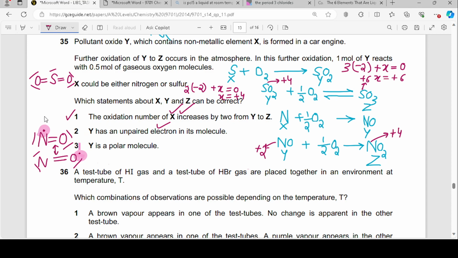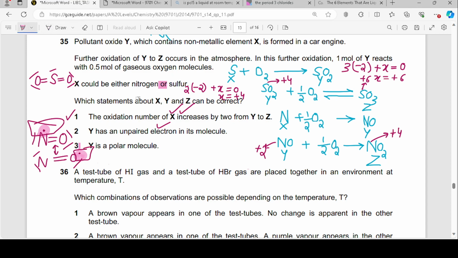An unpaired electron. I don't really see an unpaired electron as such, but they did say there's an unpaired electron for oxygen. I mean, they did say X can be either nitrogen or sulfur.